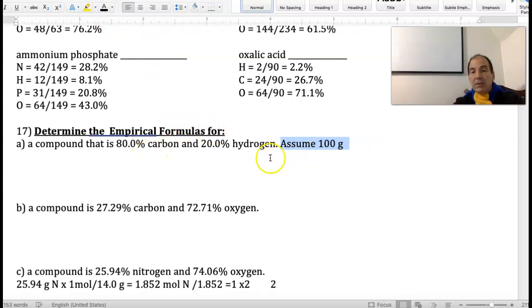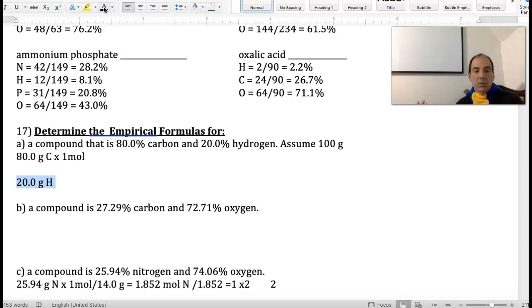So 80% out of 100 grams means that we're going to have 80 grams of carbon. Oops, copied a little too far there, but bear with me. And that would mean we have 20 grams of hydrogen. All right, so how does mass help me? Well, remember we did our conversions and we went from mass to moles to atoms. Moles and atoms are proportional, right? A mole represents a set number of atoms. So if we figure out how many moles there are and compare those ratios of moles, it's going to be the same as comparing the ratio of the atoms.